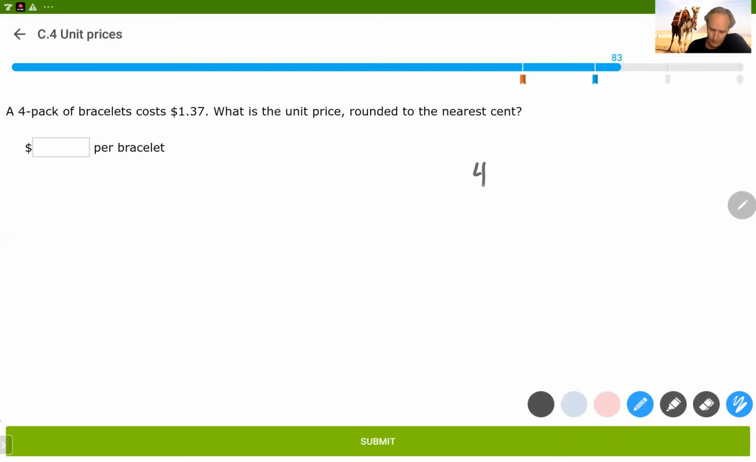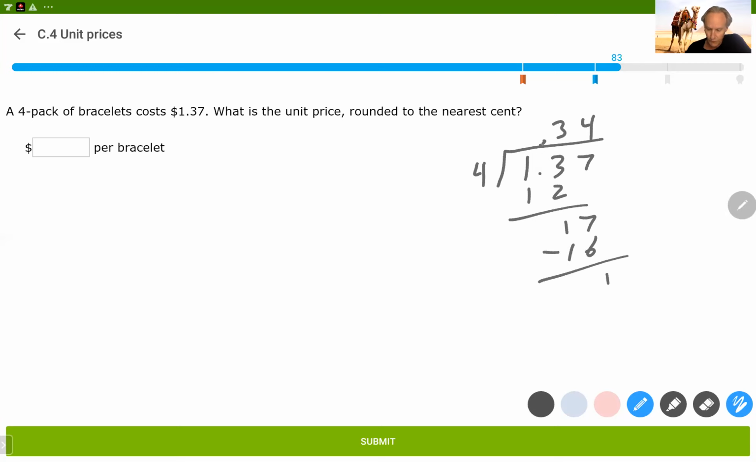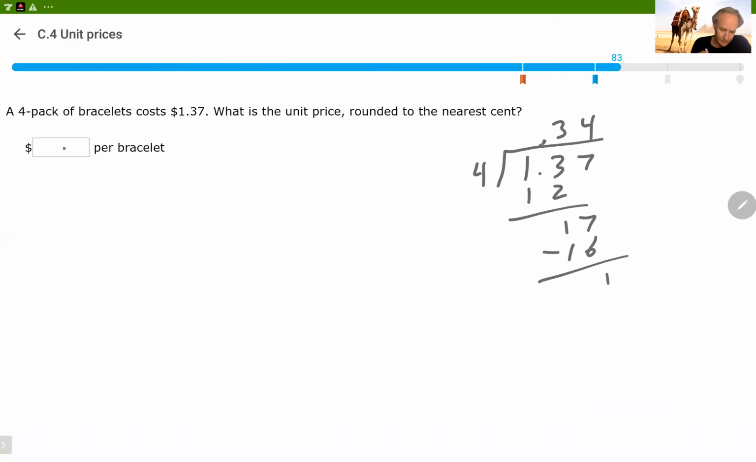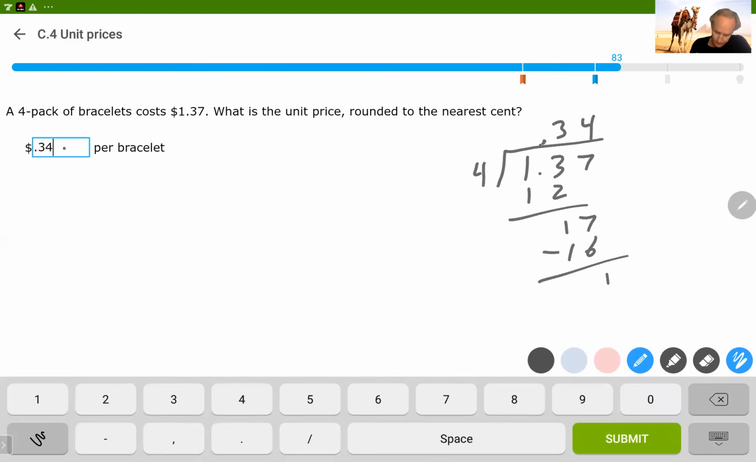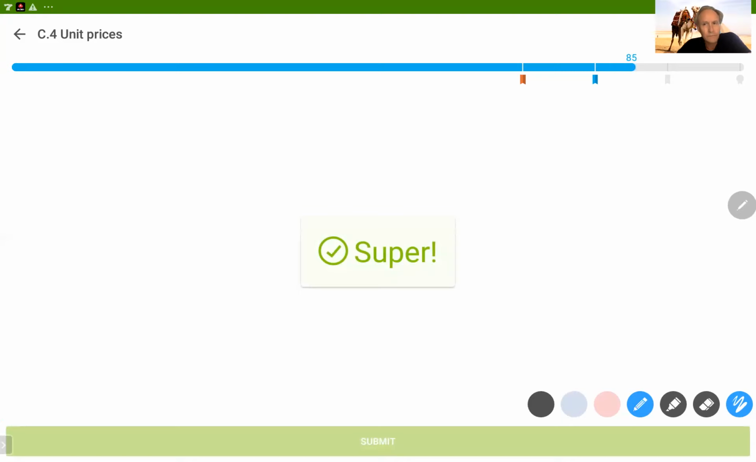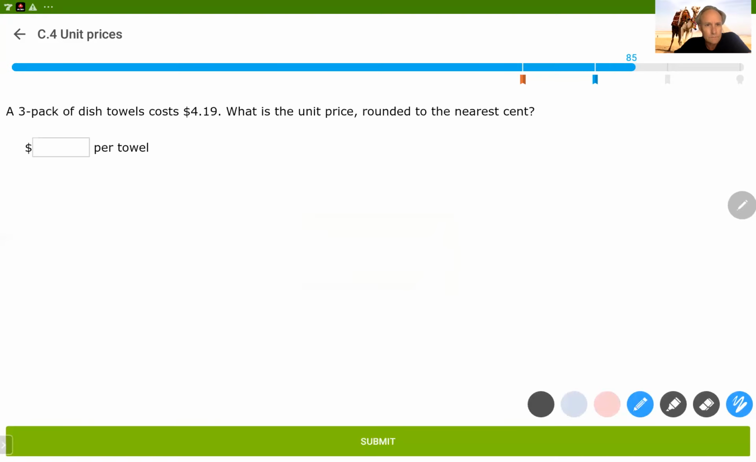4 into $1.37. 4 goes in 3 times. That's 12 with 1 left over. And that's 4. Don't forget your decimal, sorry. And we're going to round to the nearest cent. That's 16 just gives us a 1 left over. So we know that it's not going to round up. That's 34. Rounded to the nearest cent.